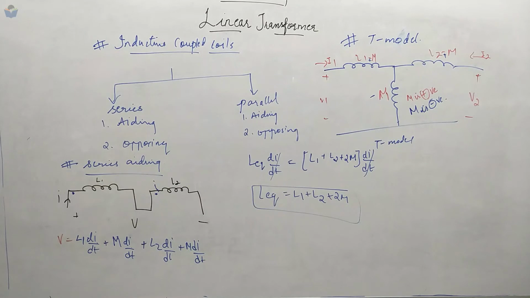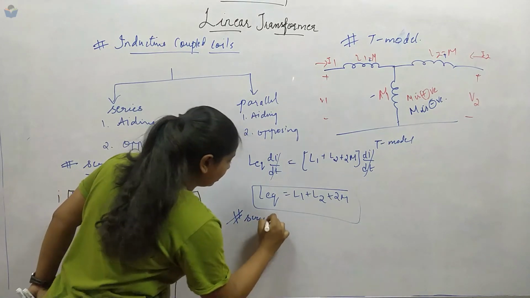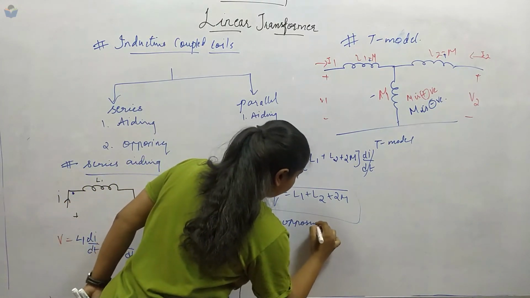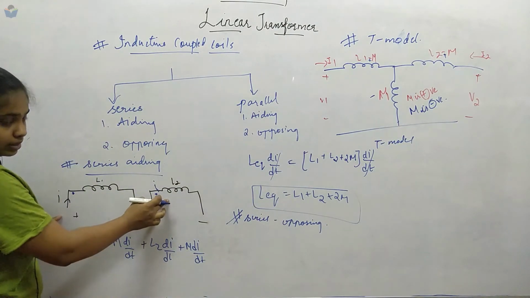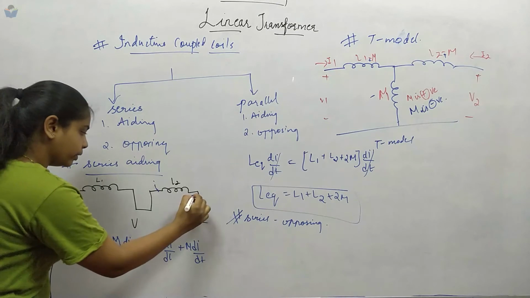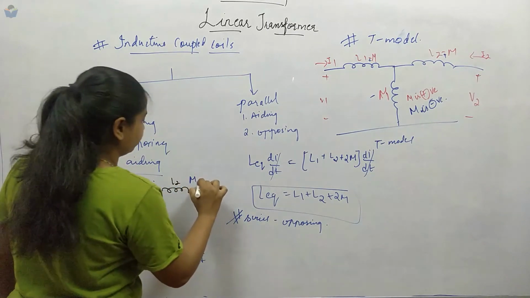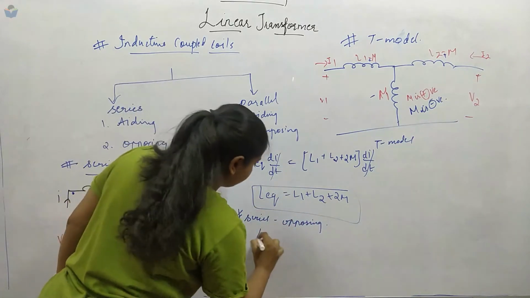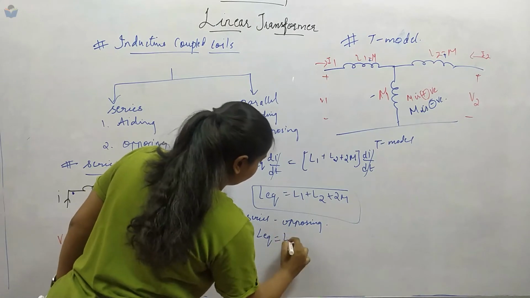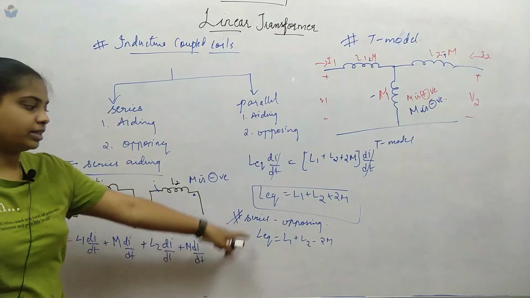Next, coming to series opposing. I will not derive it here, I will directly write the formula. Here one current is entering, here also one is entering, but this dot will be over here, so the current will be leaving. Now M is negative. When it is series opposing, L equivalent is L1 plus L2 minus 2M.